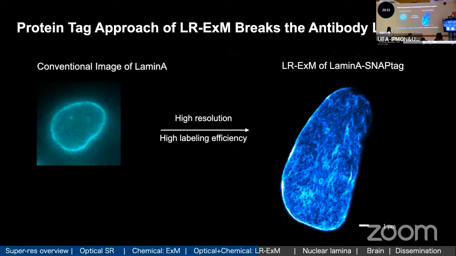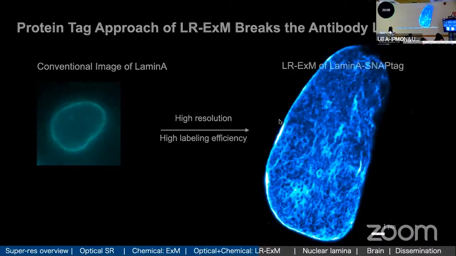And this is basically to show you, from the conventional image of lamin A, the structure you're seeing is the nuclear lamina, which is a kind of meshwork at the periphery of the nucleus. And it's a meshwork, but you don't see the meshwork at all in the conventional image because the holes are really small, under the diffraction limit. But with the LR expansion microscopy, you start to see the meshwork.